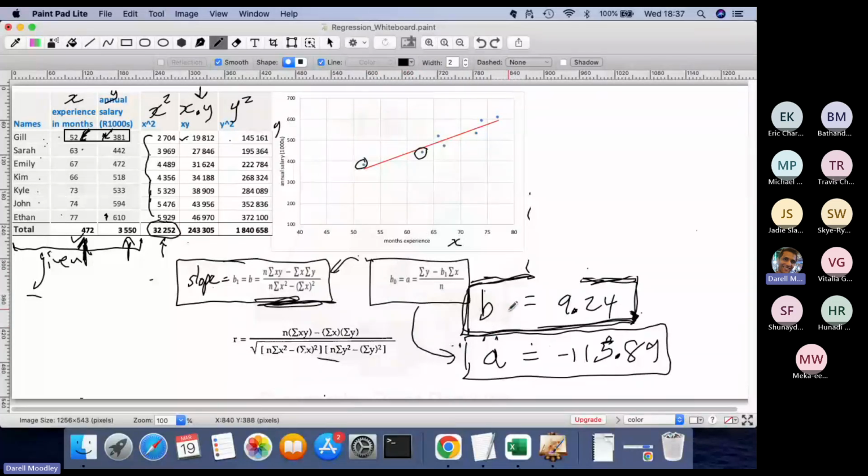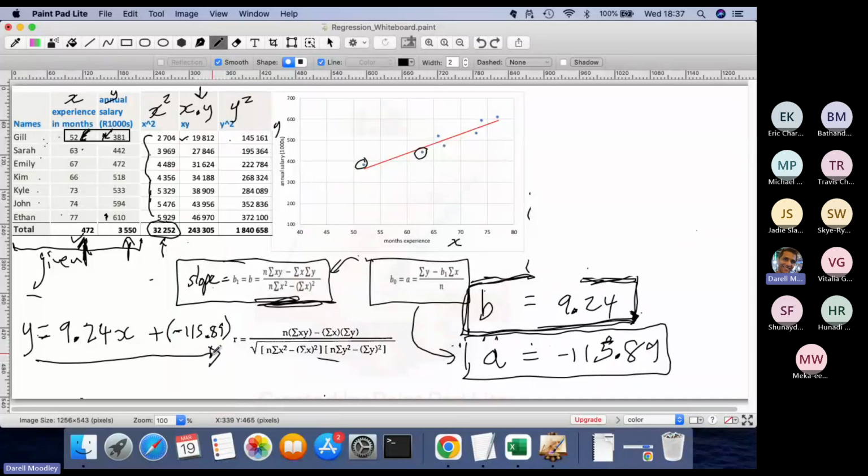All right, so now we got our A and B. The next step is to write the equation of the line, this red line, the best fit line. The equation of it, we say y equals the slope, which is 9.24x. Remember, the slope is always multiplied by x, 9.24x, plus your A value, which is minus 115.89. So I'll write plus minus 115.89. Like that. That's the equation of the line.